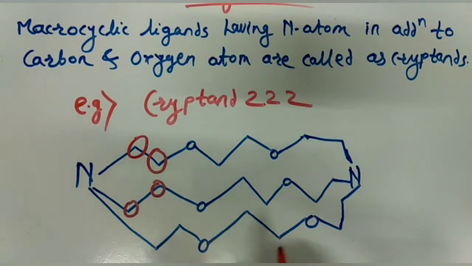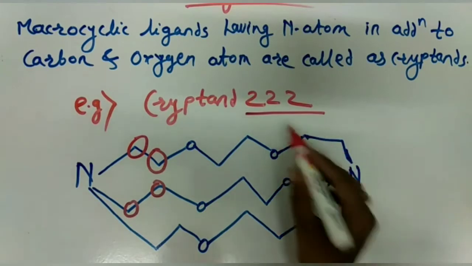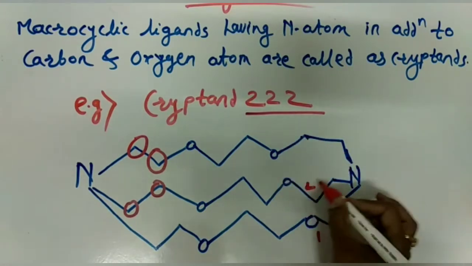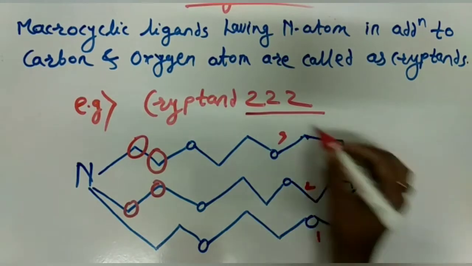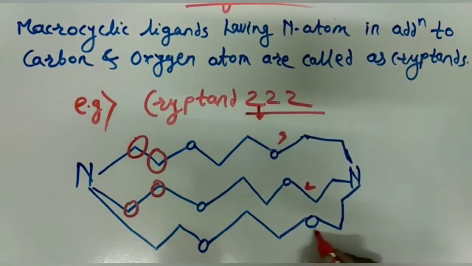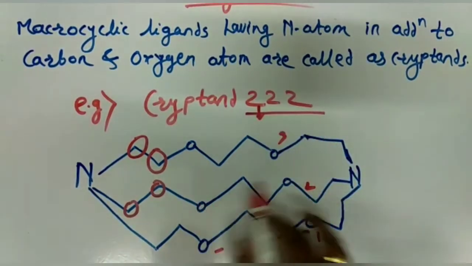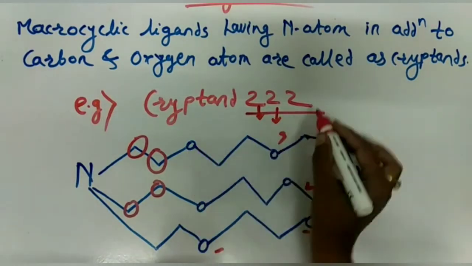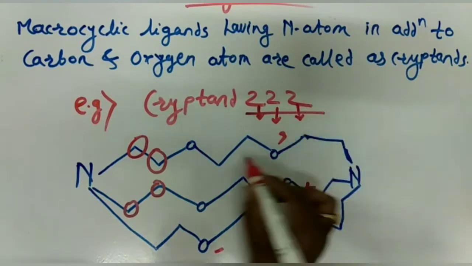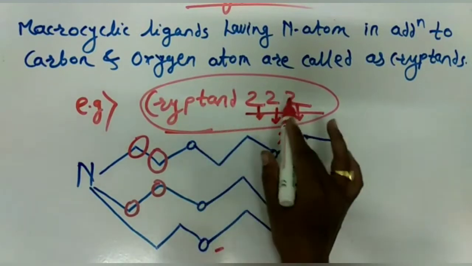The number 222 represents three layers: first layer, second layer and third layer. It gives the number of oxygen atoms in each layer. The first number indicates two oxygen atoms in the first layer. In the second layer there are again two oxygen atoms, and in the third layer there are also two oxygen atoms. Therefore we give the nomenclature cryptand 222.